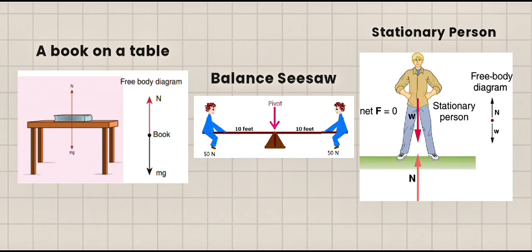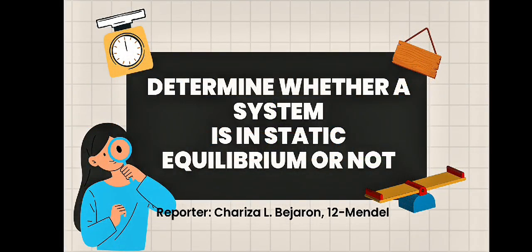Have you ever noticed a book stays perfectly still on a table? Or how a person can stand without falling? Or how a seesaw can stay balanced? All of these are great examples of static equilibrium in action. Our lesson for today is to determine whether a system is in static equilibrium or not.